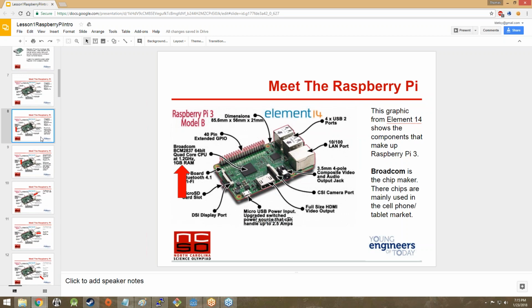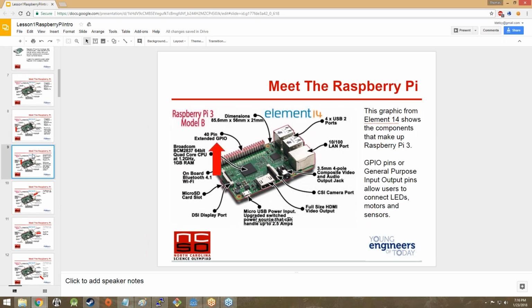But yeah, Broadcom is the chip maker. Their chips are mainly used in the cell phone and tablet market. And then, yeah, GPIO, or general purpose input output pins, allow users to connect LEDs, motors, and sensors.